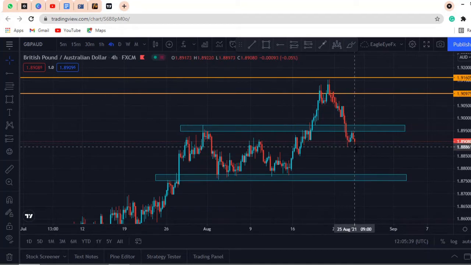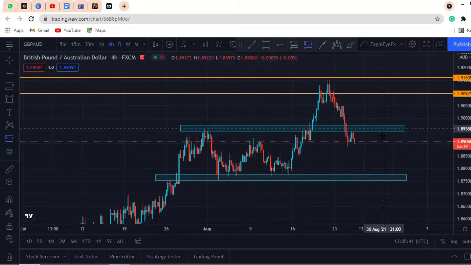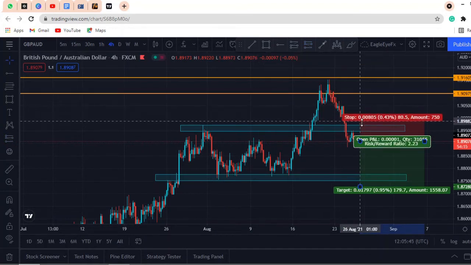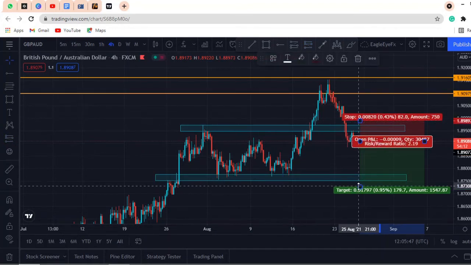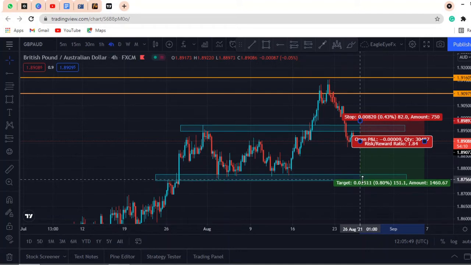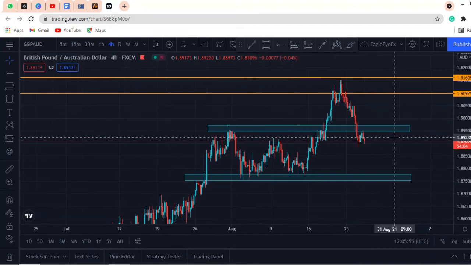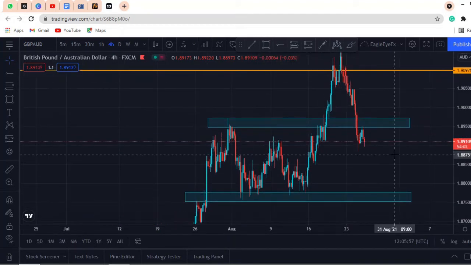now this one I'll rather enter sell. Put my stop loss somewhere above that, then just target this point here. Alright, and the reason why I'll enter sell is simply because you see that I'm on a 4-hour time frame.